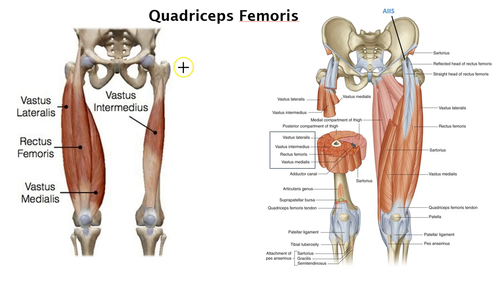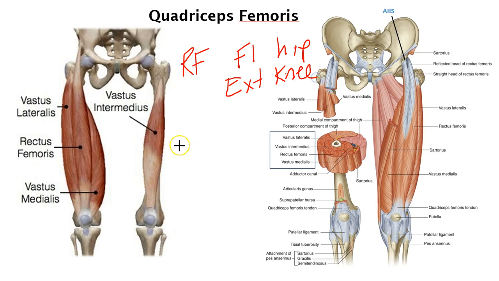So in summary, the rectus femoris flexes the hip, extends the knee, while the vastus muscles only extend the knee.